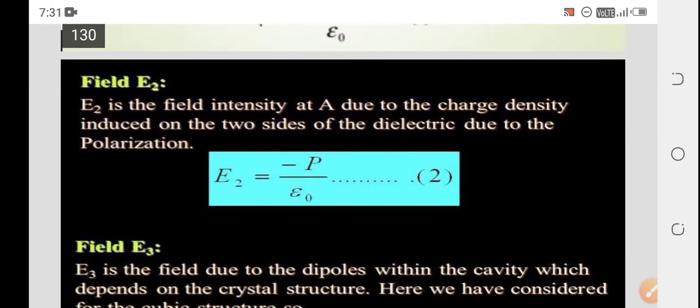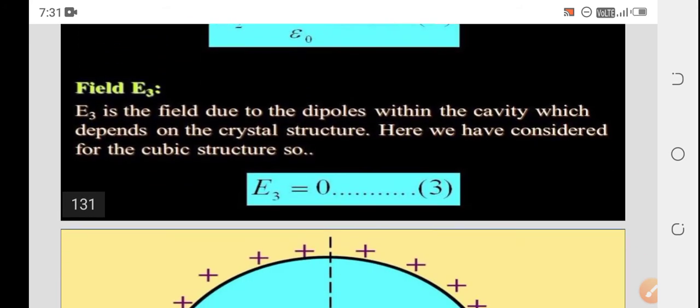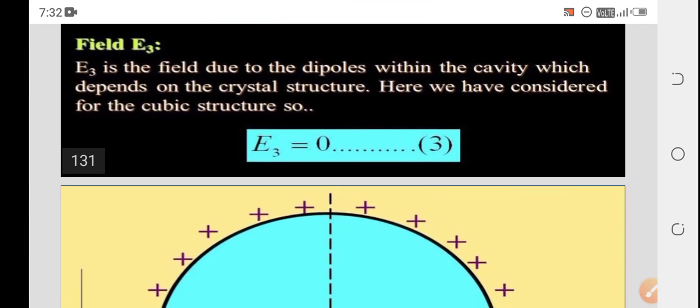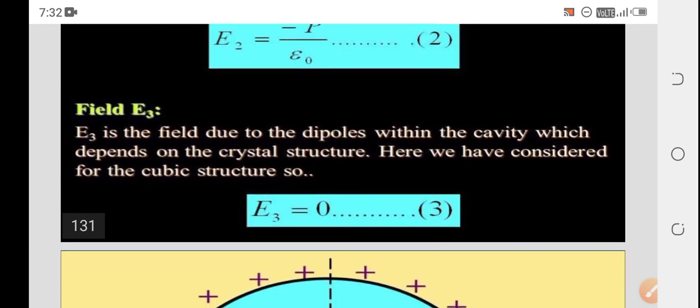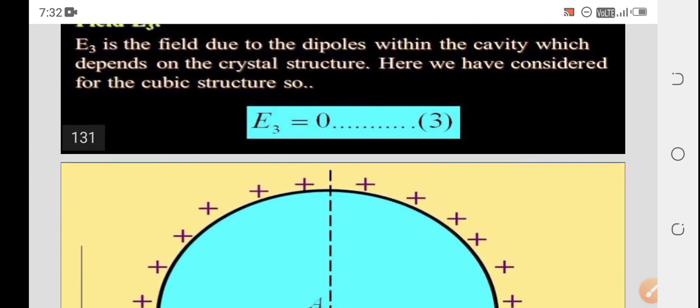Coming to the field E2. E2 is the field intensity at A due to the charge density induced on the two sides of the dielectric due to the polarization. So E2 equals minus P by epsilon naught, considered as equation 2. Next, E3. E3 is the field due to the dipoles within the cavity, which depends on the crystal structure. Here we have considered the cubic structure, so E3 is 0. Equation 3 is E3 equal to 0.